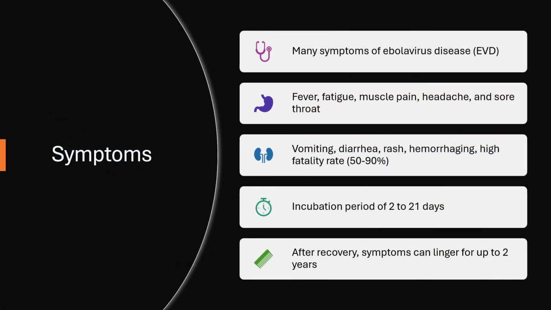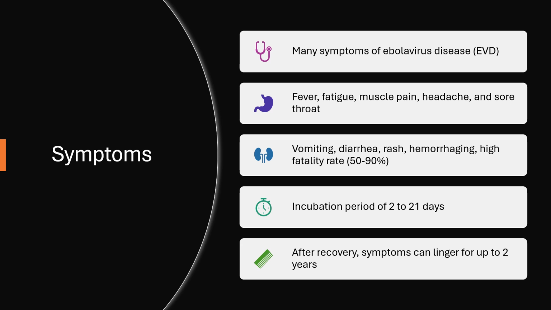Now the symptoms of Ebola virus disease, there are many symptoms. Initially, the most common symptoms would be fever, fatigue, muscle pain, headache, and sore throat. Some of the more serious symptoms include vomiting, diarrhea, rash, and bleeding, especially unexpected bleeding and uncontrollable bleeding in different spots of your body. It has a pretty high fatality rate, actually, of 50 to 90%.